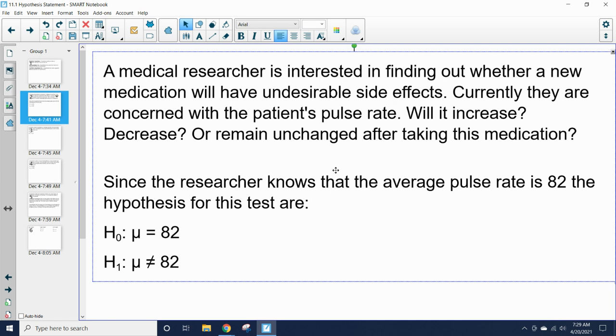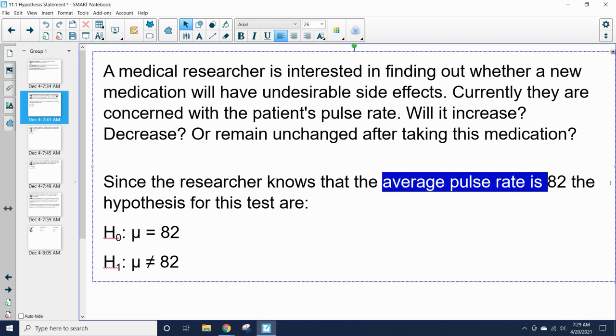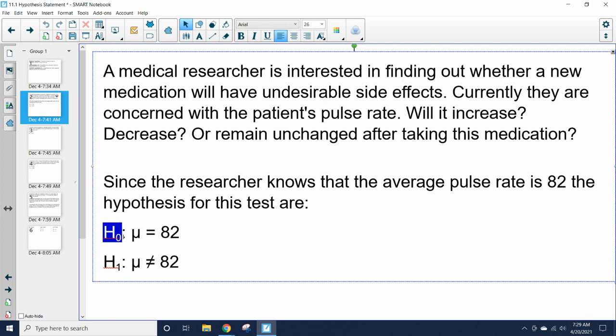We knew that the average pulse rate that a general healthy human should have is supposed to be 82. The current belief, the average of the current belief, is always going to be your null hypothesis. So our null hypothesis, H sub 0, is that the mean, mu, which is the symbol we always use for mean, is equal to 82, the result they told us.